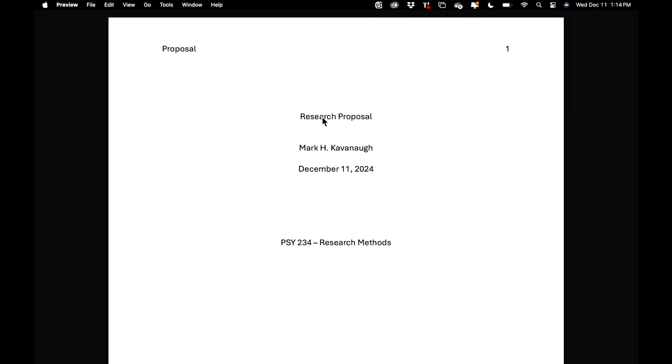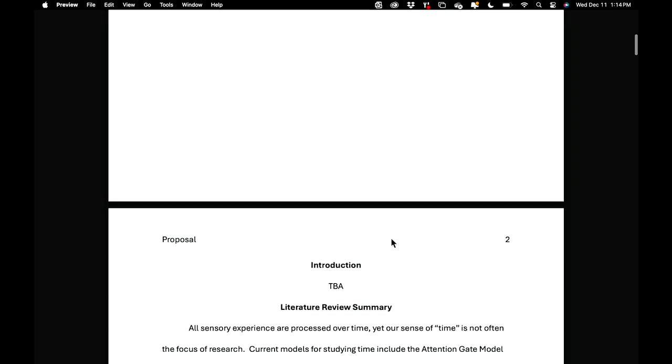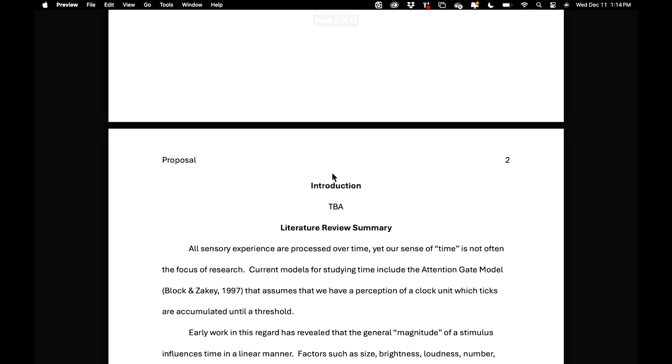You'll see that I've made some APA changes here. It's called research proposal. I've changed the running header to proposal, and I actually added the page numbers. Those weren't in any of my previous documents, so I did add that. Obviously, today's date. We come down, and right here at the beginning, what you're going to do is include the title for your introduction and just TBA.